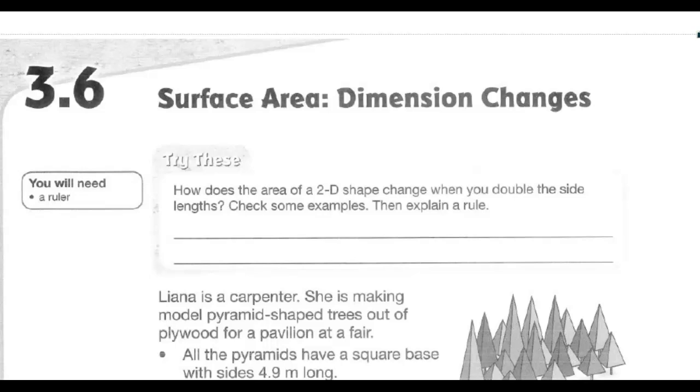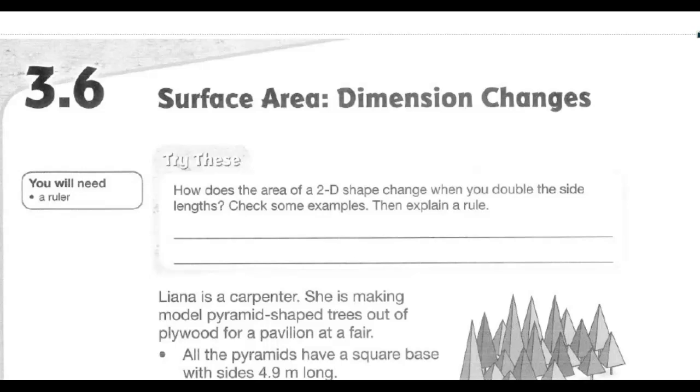Okay, last section in this chapter that we're going to do is surface area, where we're changing the dimensions and just seeing how that affects the surface area. So how does the area of a 2D shape change when you double the side lengths? Check some examples, then explain a rule.